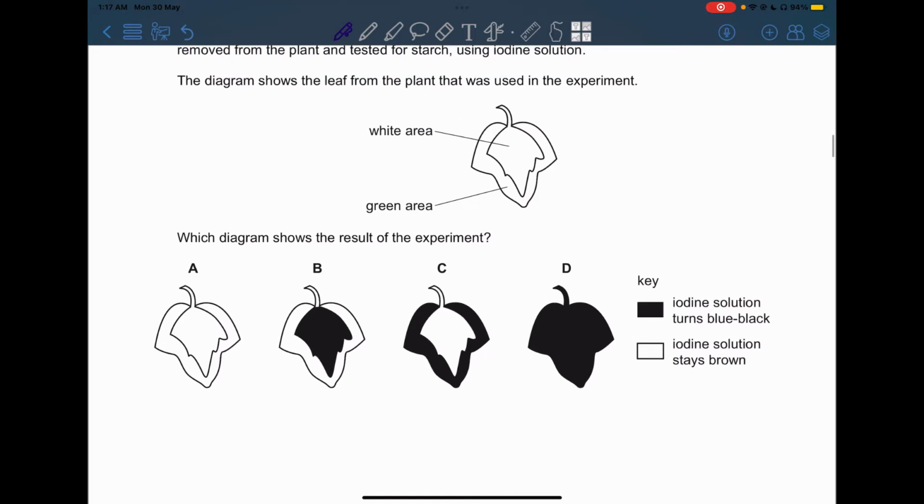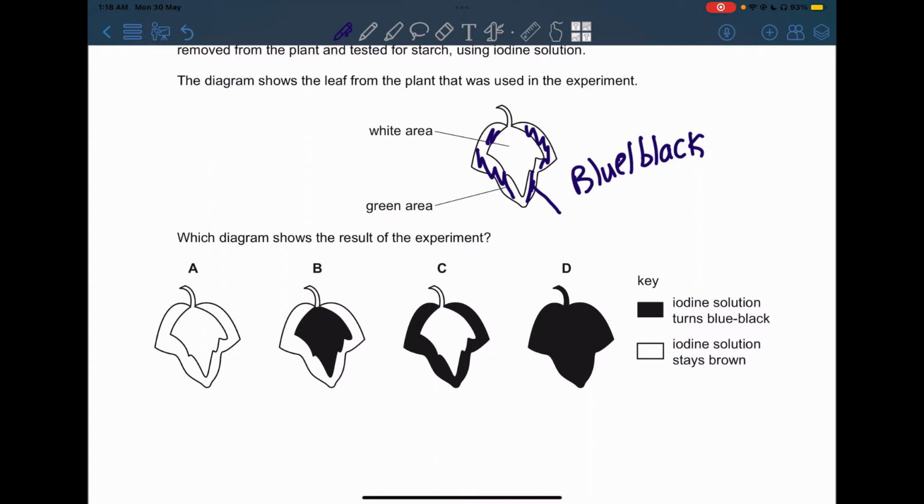Now, they said the outer area over here is green, all of this area is green. So this is the part that's actually going to be stained blue-black. And then the area in the middle is going to remain orange-brown. That's because it's white and it didn't react with the iodine and it didn't contain any starch. So we're going to be choosing something that has blue-black on the outside and in the inside it's orange-brown.